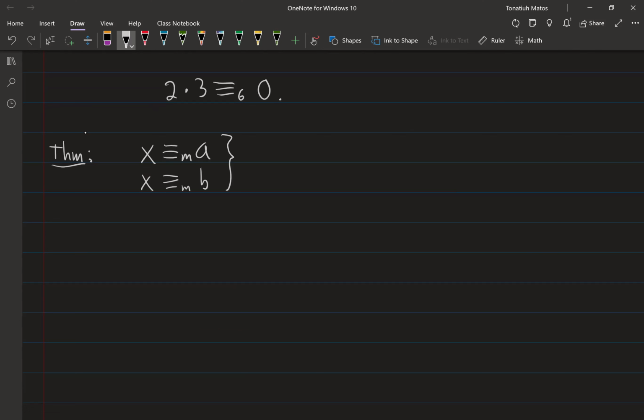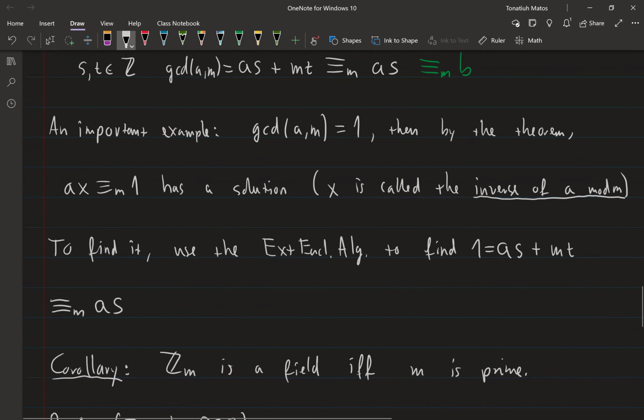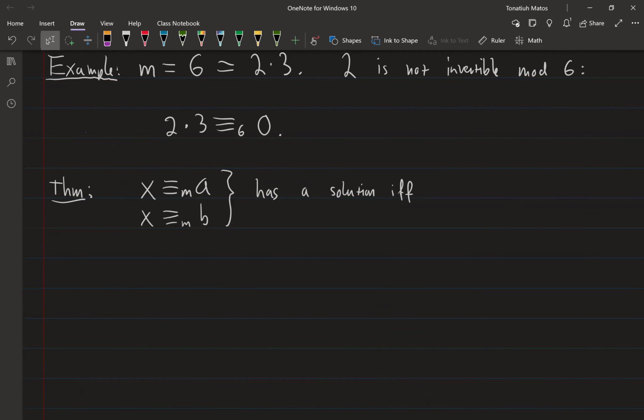So this is a system of congruences. Now I have two congruences that I want to satisfy at the same time, and I claim that this system has a solution. It's the same method that we used previously, right? So if you know how to do this, you should be able to see how to complete the proof. But I will do that in a few minutes if you don't know how.